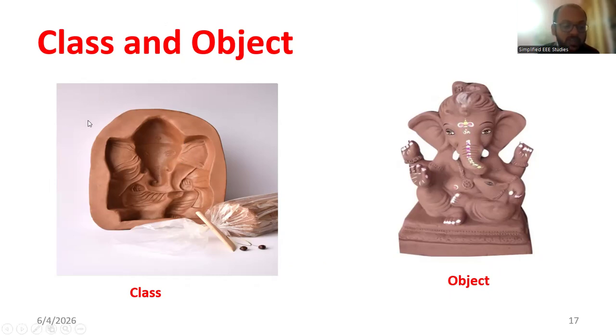Here, the left side, which I already mentioned, is a shape, right? So many Ganesha idols will be generated from this particular shape. I think you can understand. So this shape we can call a class, right? From the class, what is going to happen? The object is going to be generated. From this shape, the real object of Ganesha is going to be generated. That is called an object. So I hope you understand the meaning of class and object.